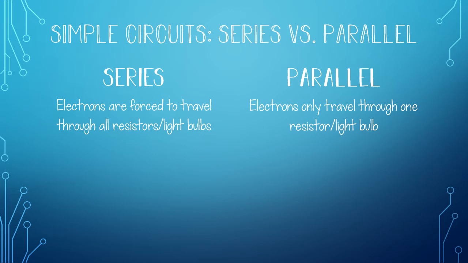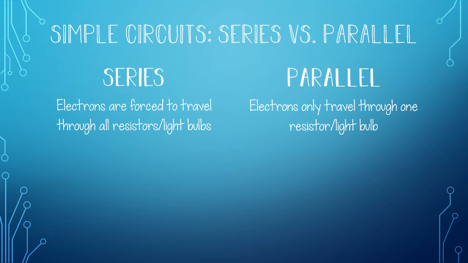In a previous video, we've learned about the difference between series and parallel circuits. Specifically, we learned that in a series circuit, electrons are forced to travel through all elements in the circuit. And so if you have multiple resistors or multiple light bulbs, the current has to travel through all of them before returning back to the battery. Whereas in a parallel circuit, electrons only travel through one element, one resistor or one light bulb before returning back to the battery. This video will introduce you to some quantities related to each of these two types of circuits.